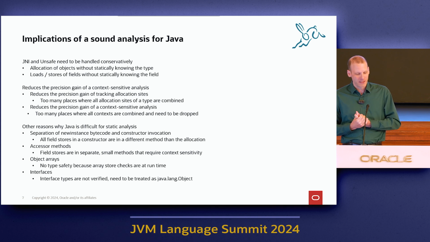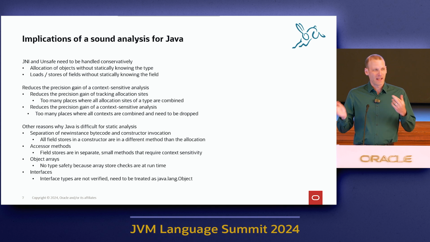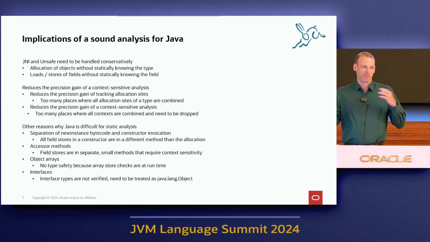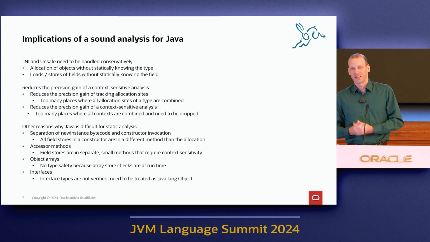Object arrays are pretty bad, because there's no type safety at all. You have the dynamic array store checks. Interfaces are very bad, because interface types are not verified, which means you cannot rely on interface information to make your static analysis more precise. No, sorry. You need to use the static analysis to actually prove that you don't need a dynamic check for the interface at runtime.